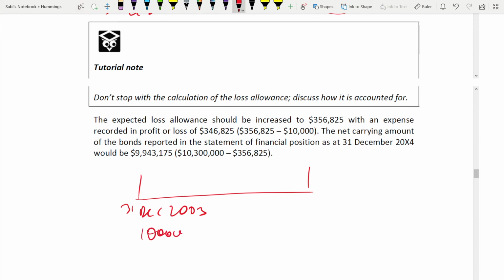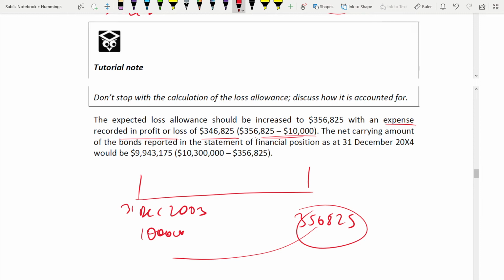Now if you see, it has increased to 356,825, right? It increased, right? So how much is the difference? It is 346,825. Just find the difference. You will find that your expense increased by this much. So when you're recording the expense in the profit and loss, you're not writing this amount. You're only writing the difference, how much it increased from 10,000.